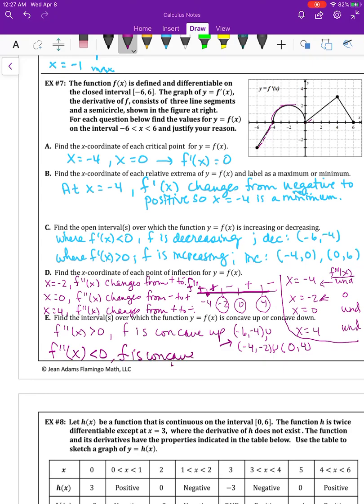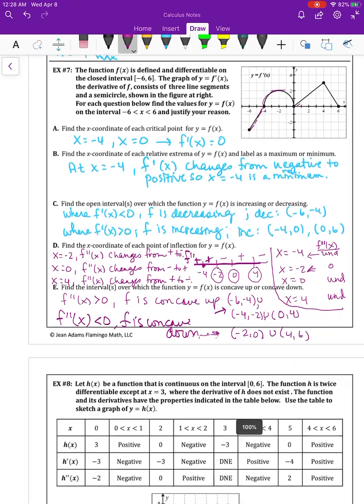And then f double prime of x is less than 0, means that f is concave down. And that's going to be on the intervals from negative 2 to 0 and from 4 to 6.